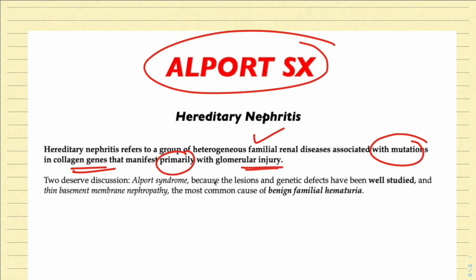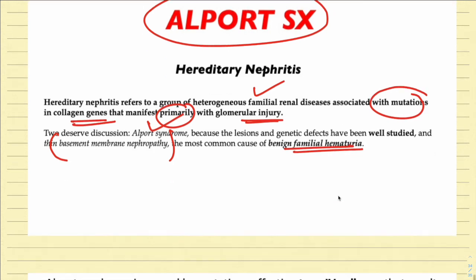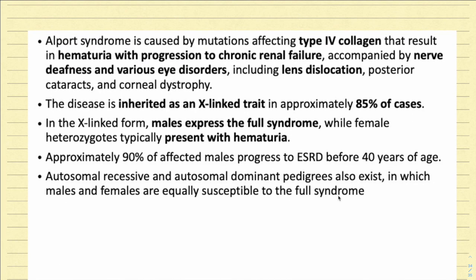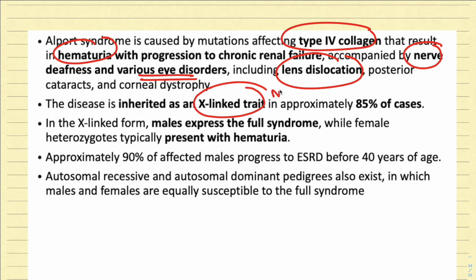Now there are two very important points. One is Alport syndrome, another one is basement membrane nephropathy, the most common cause of which is benign familial hematuria. The one that we will discuss is Alport syndrome, which is very important from an exam point of view. It is caused by mutation in type 4 collagen, resulting in hematuria with progressive CRF, accompanied by nerve deafness along with various eye disorders including lens dislocation, posterior cataract and corneal dystrophy. It is an X-linked trait. All of these are MCQs.